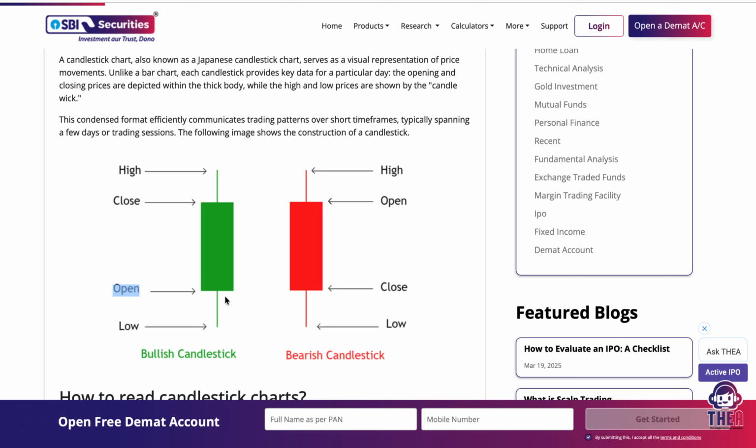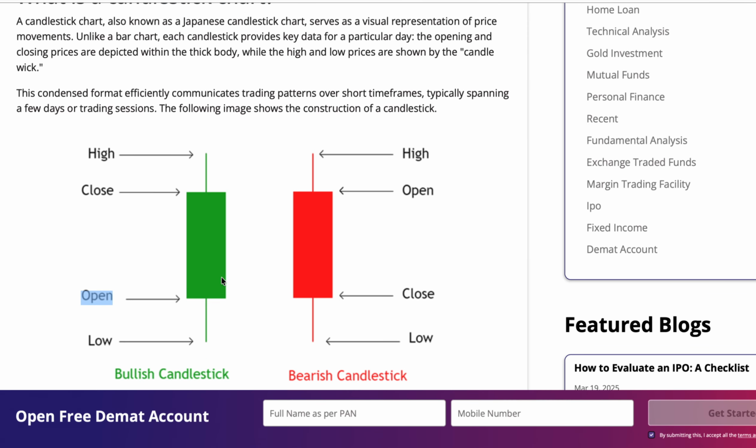This particular line is called a wick. In trading terminology, this is called a wick. The line above is also called a wick, and this green portion is called the body. Just to repeat, whatever you see between close and open is called the body, and these lines are called wicks. Now you are able to understand the candlestick. Because the candlestick is green, we generally call it a bullish candlestick.